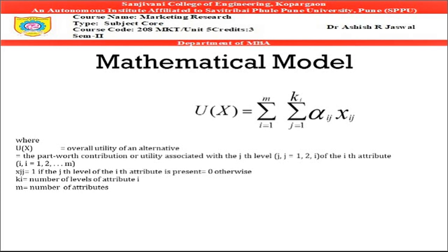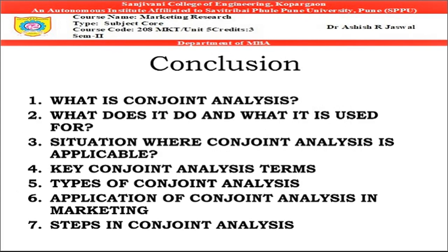With this, let me conclude. We should now be in a position to understand what conjoint analysis is, what it does and what it is used for. We should also be able to analyze situations where conjoint analysis is applicable, its terms, types of conjoint analysis, application of conjoint analysis in marketing, steps, and last but not least, the mathematical presentation of conjoint analysis has been shown. Thank you.